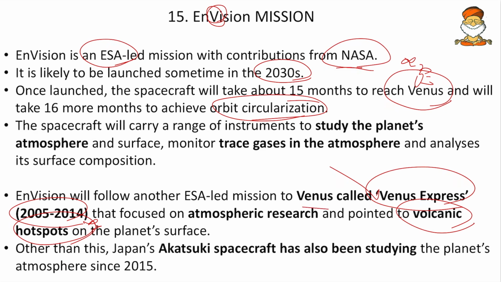Other than this, Japan's Akatsuki spacecraft has also been studying the planet's atmosphere since 2015. So here remember Venus Express of ESA and Akatsuki of Japan, and also remember the Envision of ESA and NASA's contribution. And also remember it is going to explore the gas traces and also the atmosphere. So these are today's ones.